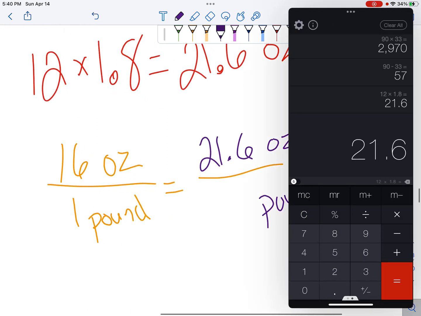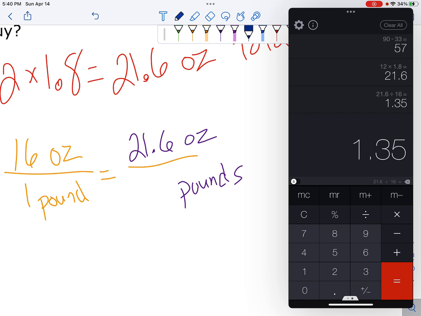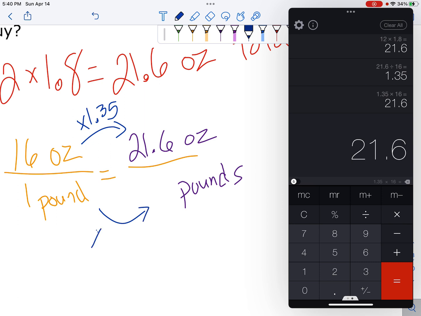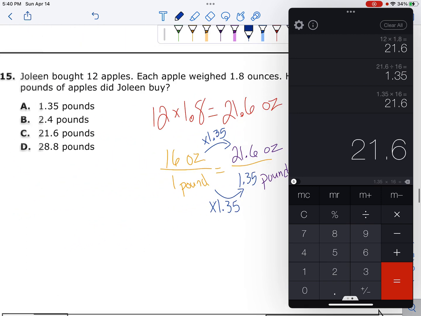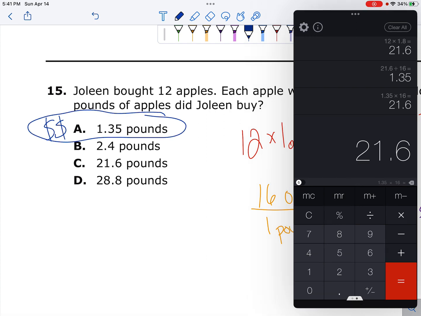So let's do 21.6 divided by 16, which gives me 1.35. So that means 1.35 pounds. And I'll prove it. 1.35 times 16 gets us back. So the answer is 1 and 35 hundredths pounds. It's A. If you have $2 signs in front of A when you turn this in, you'll get extra credit.